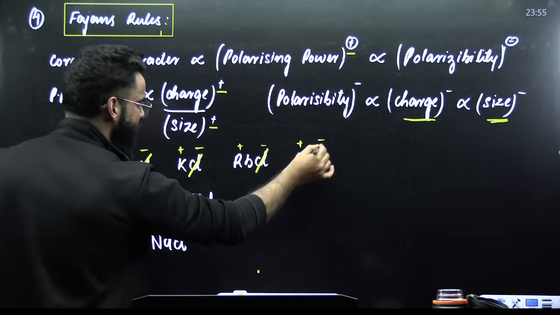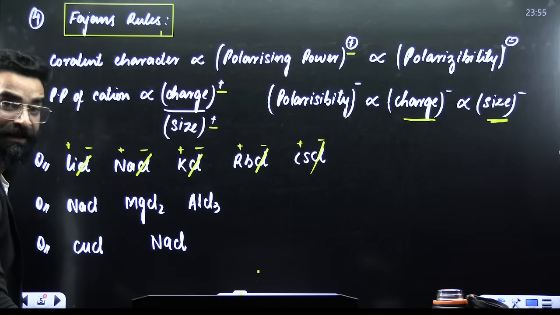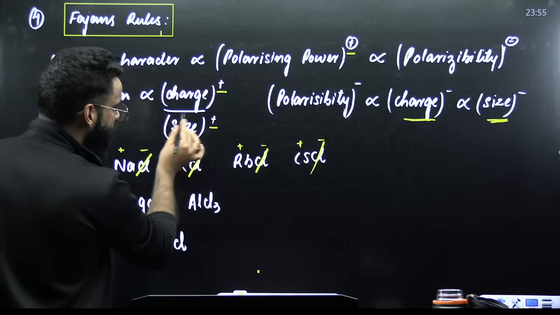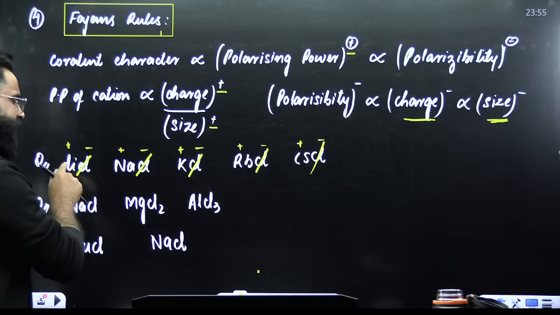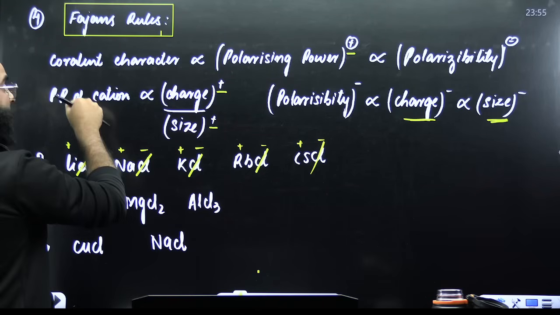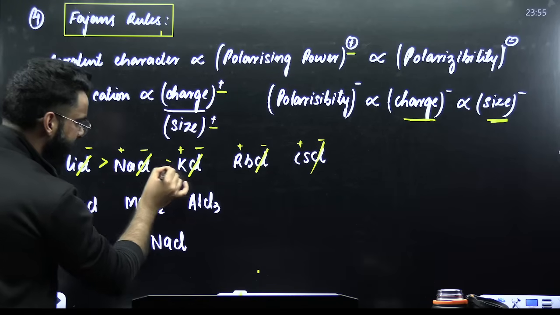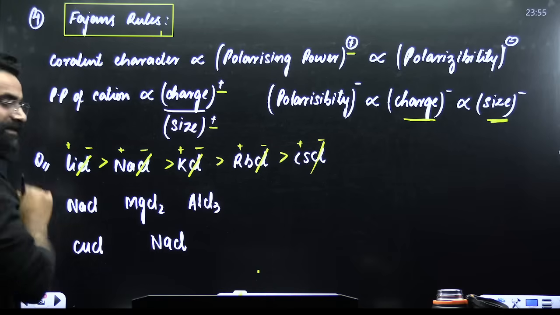So I'm not going to decide on the basis of anion. I'll be deciding on the basis of cation. Now the charge on every cation is the same, so talk in terms of size. The lesser the size of the cation, the more the polarizing power. And the more the polarizing power of the cation, the more the covalent character. So this is the covalent character order here, because the size of this cation is the least.